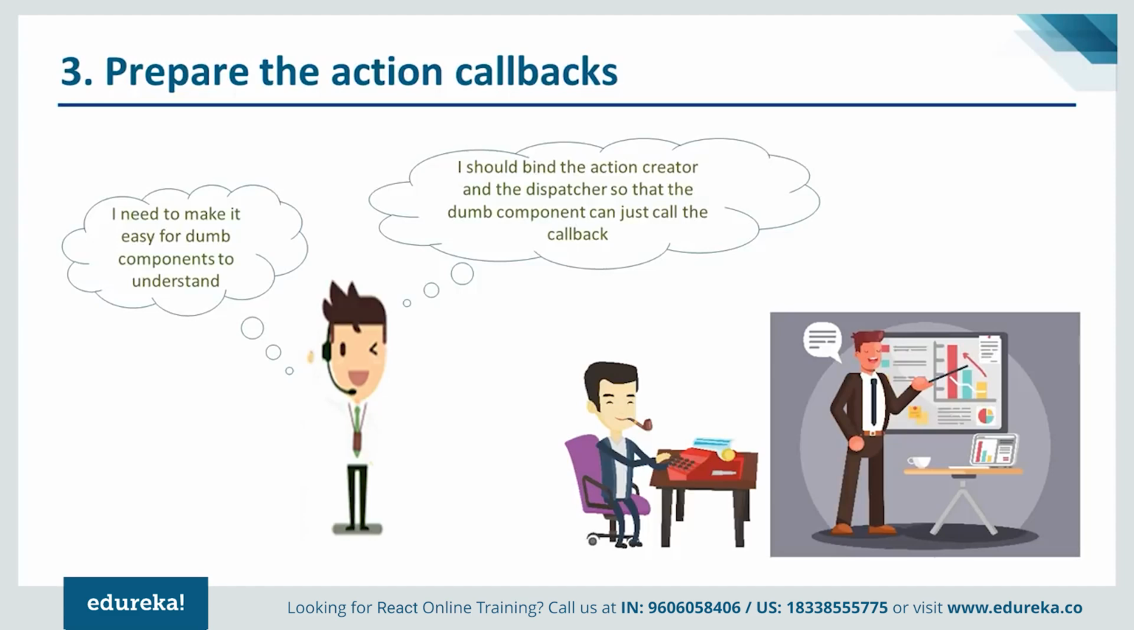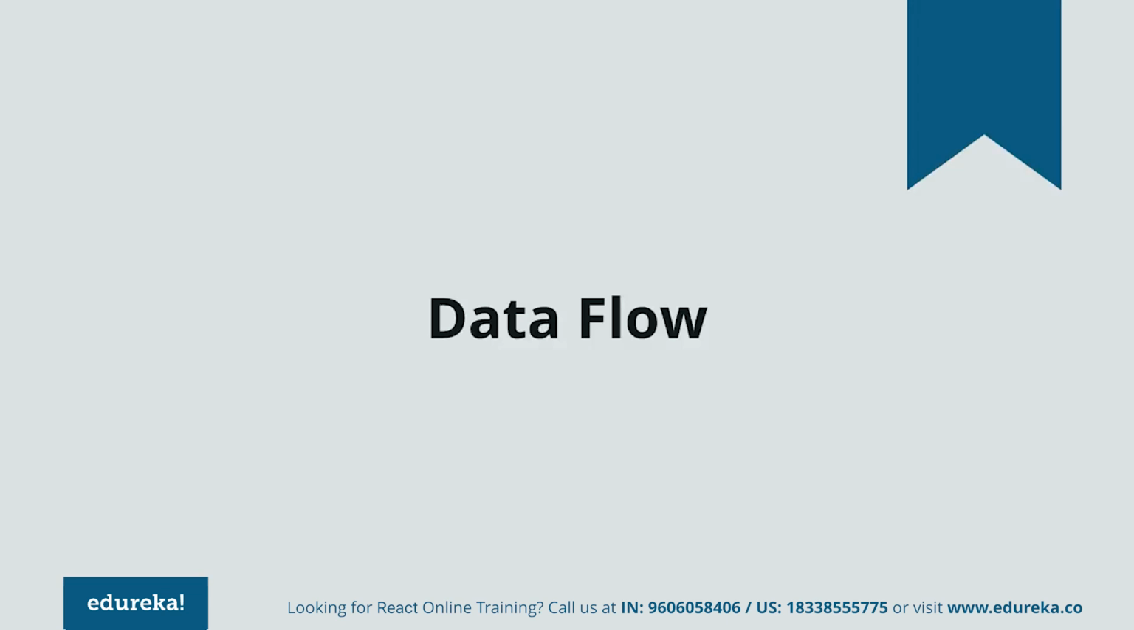As I mentioned, if something needs to be updated, because the store is immutable, an action needs to be triggered, which will be done by the action dispatcher method. So the action will call the action creator and the dispatcher so that the dumb component can just call the callback. Now we will see how the data will flow among all these components.